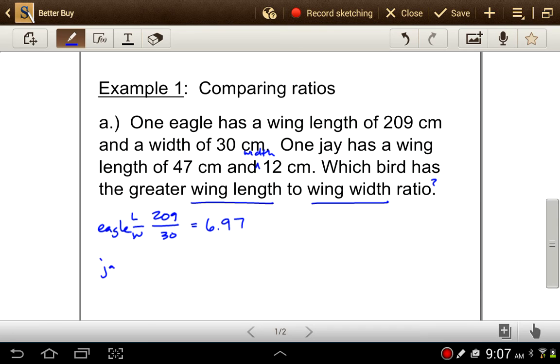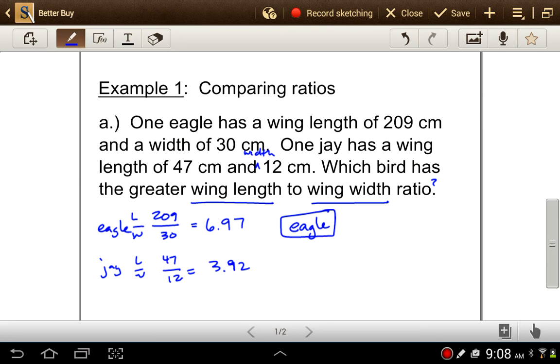For the jay, I'm going to do length over width also, so that's going to be 47 over 12. When I do 47 divided by 12, I'm going to get 3.92. Okay, so now I found the unit rate. So that's the length to width ratio for those numbers. Now, which one has the greater length to width? Well, 6.97 is greater than 3.92, so the eagle has the greater length to width ratio. Okay, that means that it's going to have really long wings that are not very wide.